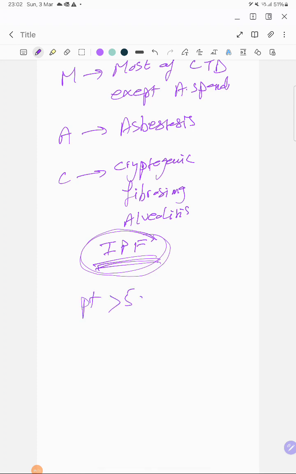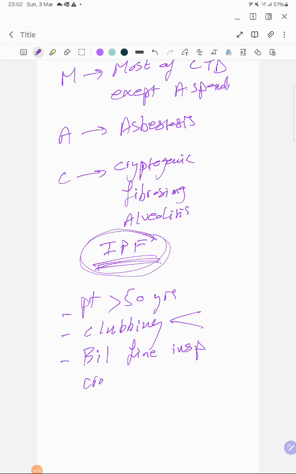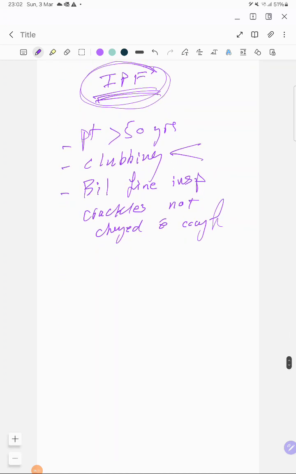of more than 50 years of age with clubbing, and clubbing could be either in the upper limb or the lower limb, with bilateral fine inspiratory crackles, not changed with cough.